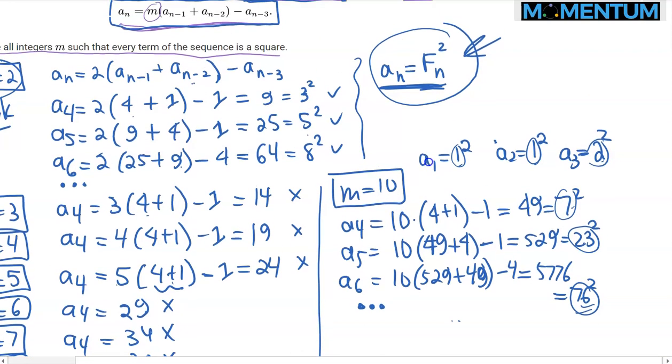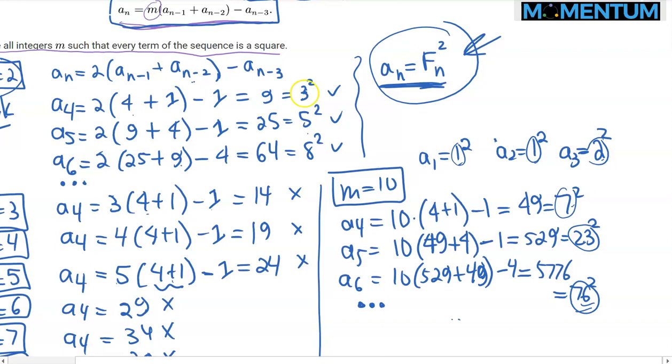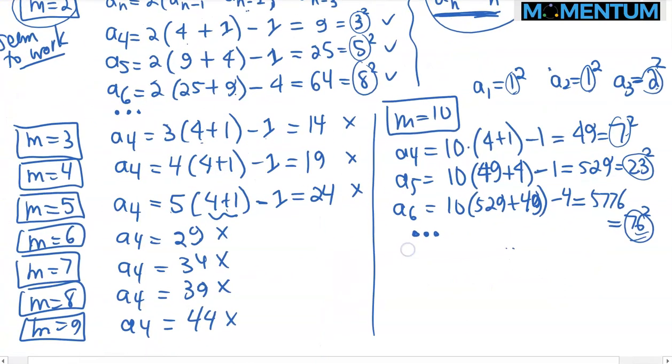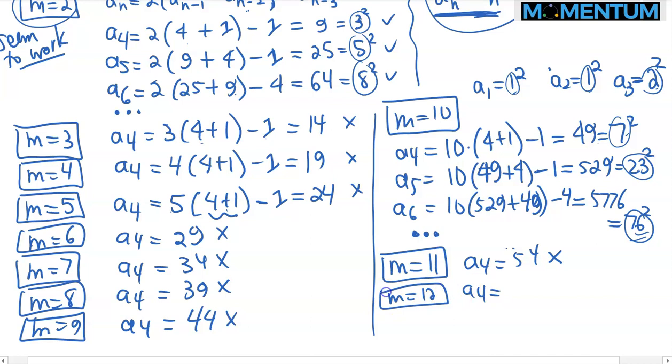In the previous case, it was easy, right? 1 square, 1 square, 2 square, 3 square, 5 square, 8 square. This is obviously the Fibonacci squares. All right, but then I don't want to keep going like this. I know already that m equals 11 will definitely fail because a4 will come out as 49, 54. 54 is not a square. M equals 12 will give me a4, which will end up being 59, won't work.